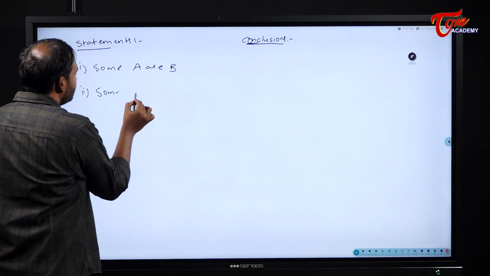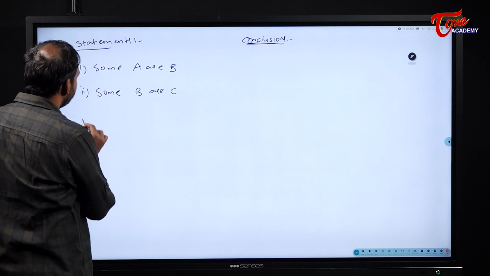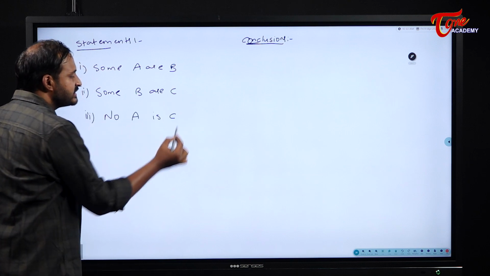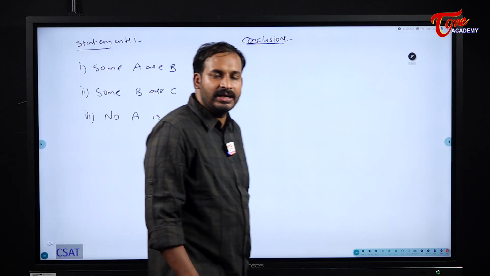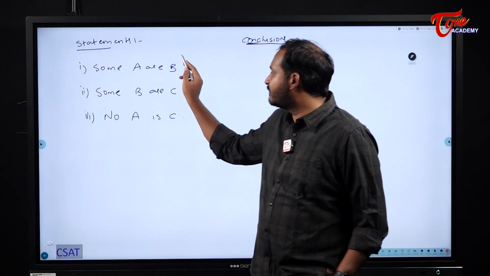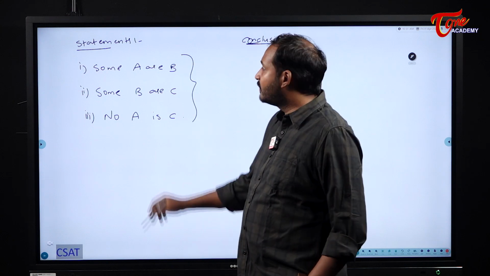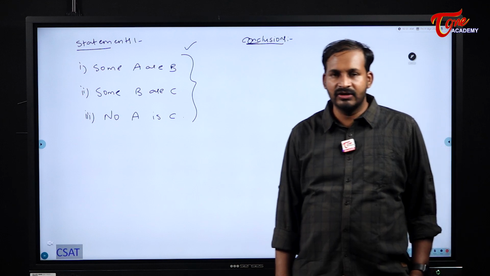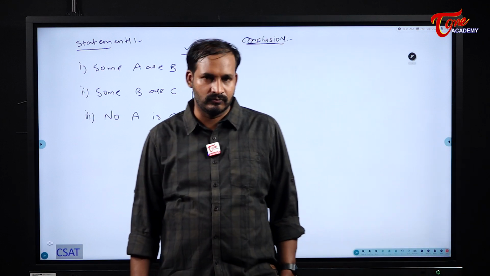some B or C, no A is C, something like this. I have three statements. When it comes to statements, whatever statements they have given us, we will always consider them as true. They are true. At any cost, those statements given for us are true.